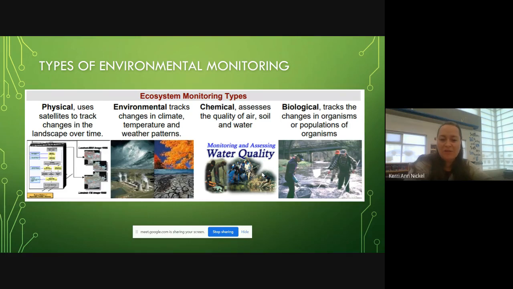Environmental monitoring also tracks big picture things like changes in climate, temperature, and weather patterns, and those typically look not just at the ecosystem but at the areas around it as well. There's the chemical monitoring. That's where we're looking at the quality of air or soil or water. And then biological takes a look at the different kinds of insects and plants and animals. It might even look at fungi and bacteria and say, how are those populations changing over time because of something that's going on around it?